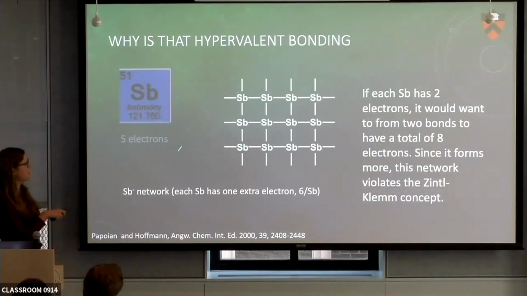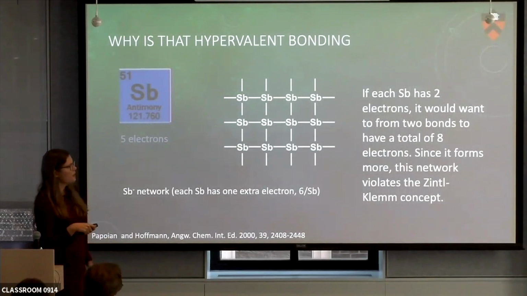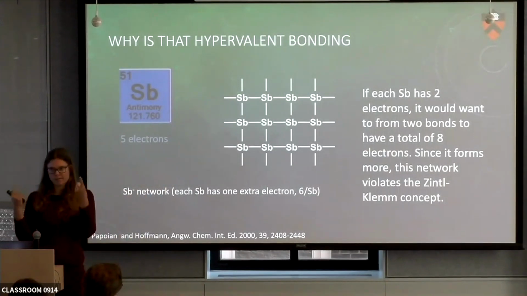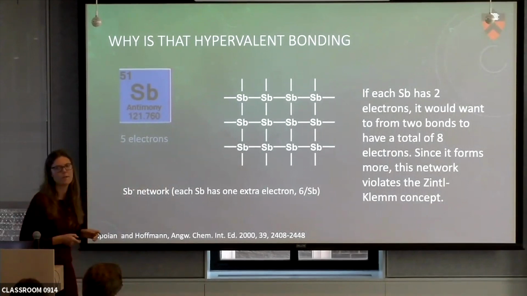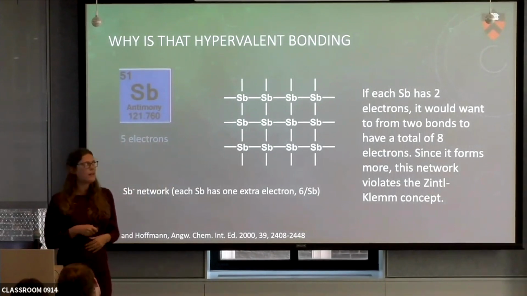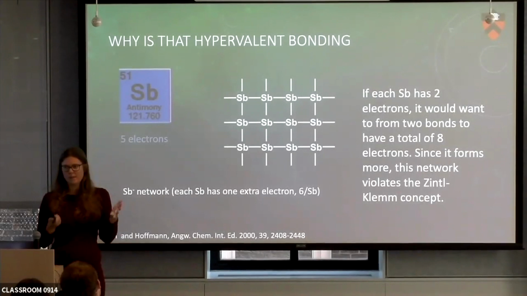So antimony has 5 electrons in the element. So if you have an antimony minus network, each antimony has 6 electrons. And if each antimony has 6 electrons, it would want to form 2 bonds to get to 8 in total, right? There are 4 electrons that are fine and happy, and 2 single ones that want to form a bond to come to 8. But it doesn't only form 2 bonds, it forms 4 bonds. It means it has 6 plus the electrons of each one, so it's too many, so it must be hypervalent.